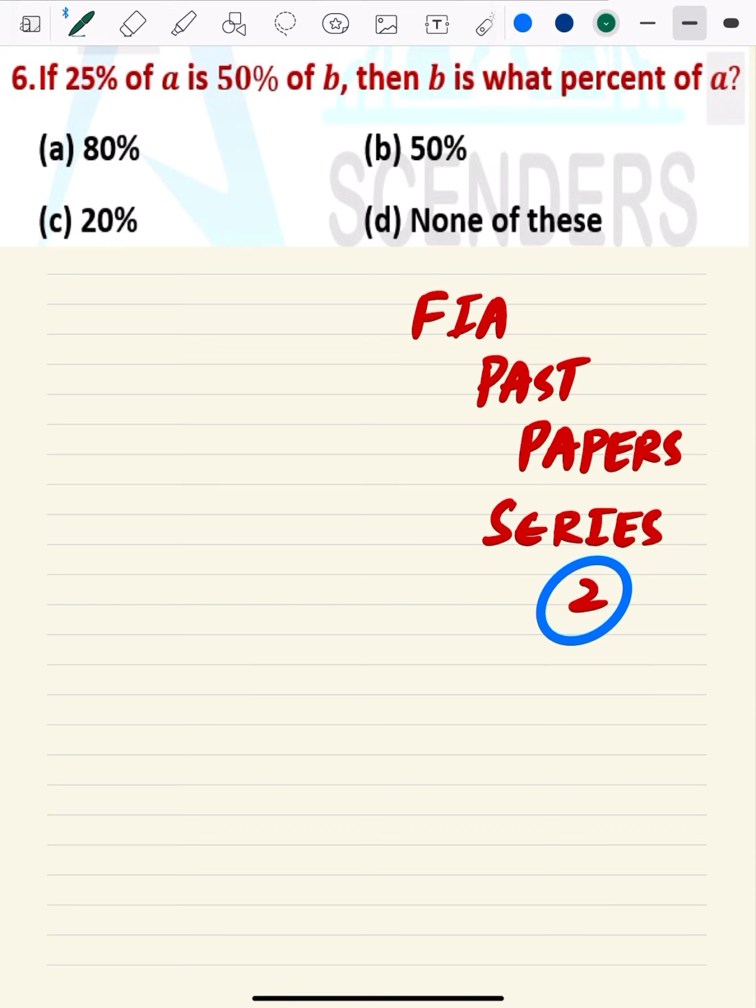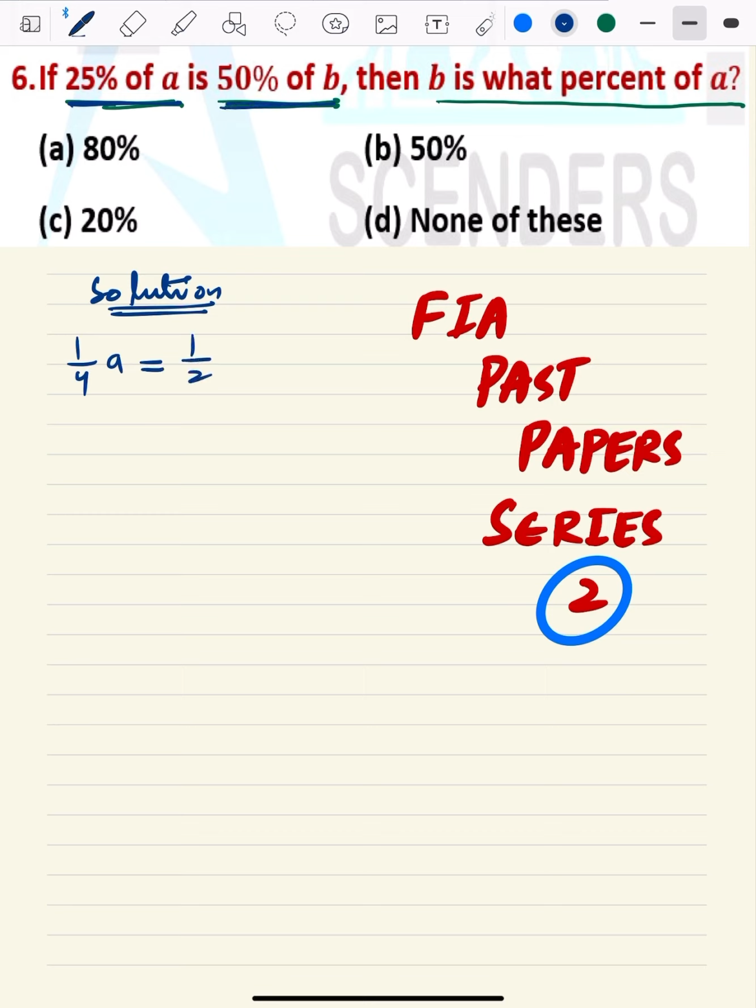Now the question is, if 25% of A is 50% of B, then B is what percent of A? So the solution would be, first we will take 25% of A. 25% of A simply means 1 upon 4 of A, is 50% of B, which means 1 upon 2 of B. We can also write this as 1 upon 2 of B is equal to 1 upon 4 of A.